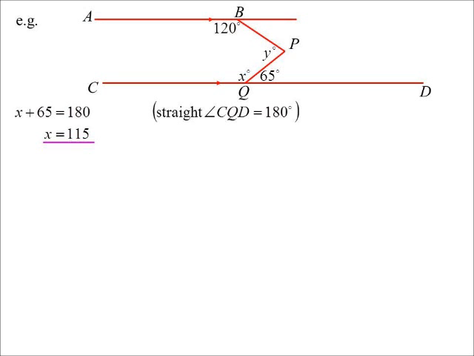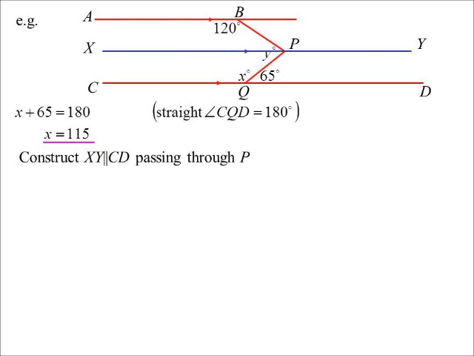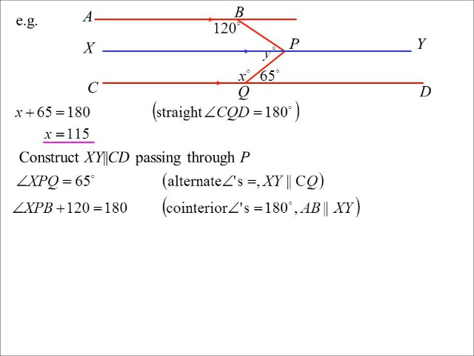Now I've got to try and work out Y, but in order to do that, I'm going to need a construction. Now there's different constructions I could do, but the one I've chosen to do is to construct a new parallel line. So I'm going to construct XY. It's going to be parallel to CD, and it's going to pass through P. So there it is there. Okay. So now I'm going to find the angle XPQ. It'll be 65, alternate angles. And I'm talking about the lines X, Y, and CQ here. Again, now it's good to name them because I've got three parallel lines. Then I can also say, well, XPB plus 120 is 180. I've got co-interior angles there.